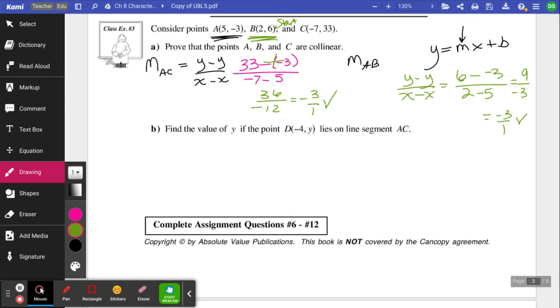It says find the value of y. Of course, they don't end there. You think you've got it, and then they do something else to you. It says find the value of y if the point D, negative 4 and y, lies on that line segment AC.